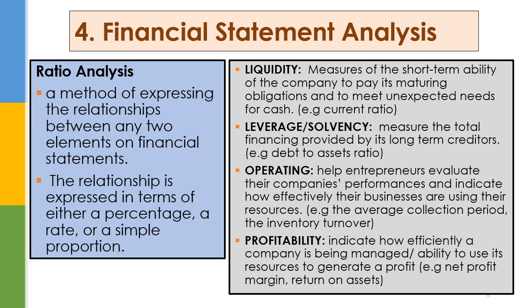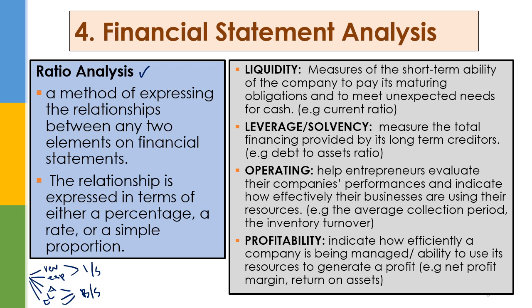Let's look at the first one, that is financial ratio analysis. A method of expressing the relationship between any two elements on financial statements. So in the previous lecture in part 1, we know that there are 5 elements. That is revenue, expense, asset, liability, and owner's equity. And we also specifically know that revenue and expense are expressed in the income statement, while asset, liability, and equity are expressed in the balance sheet.